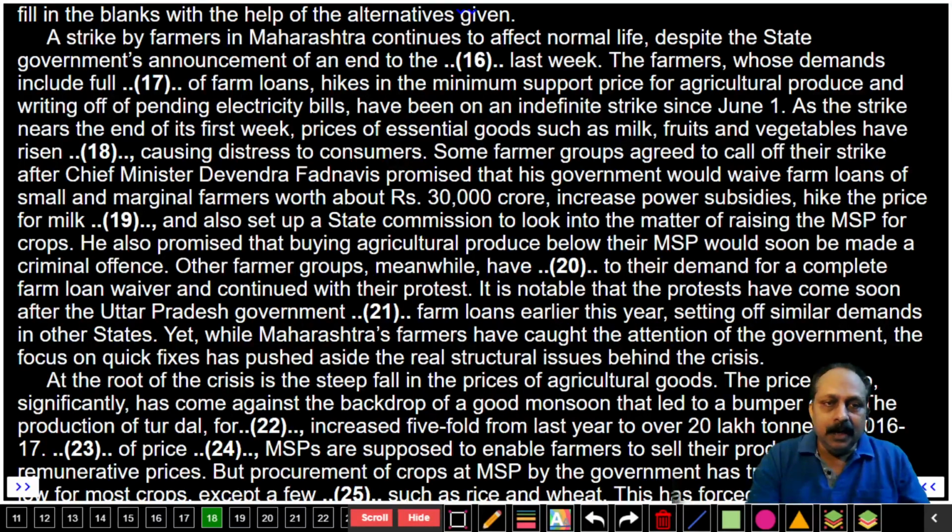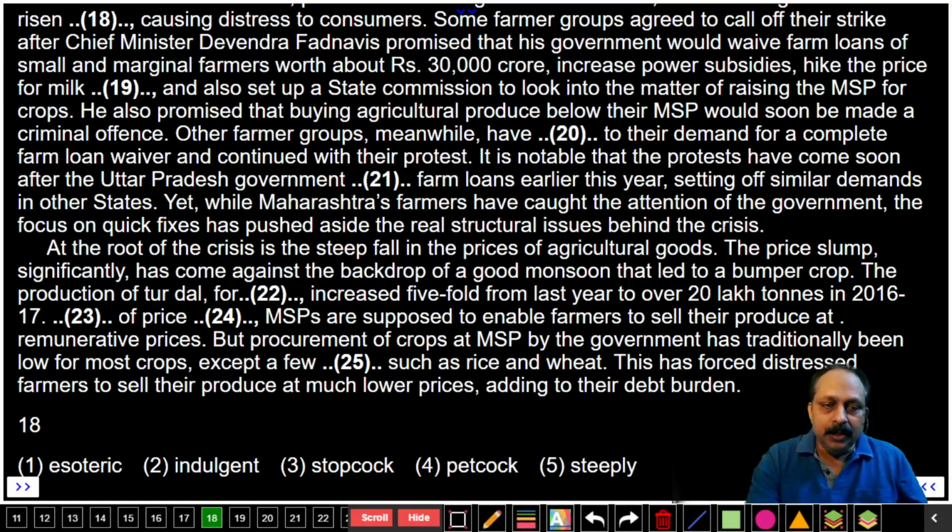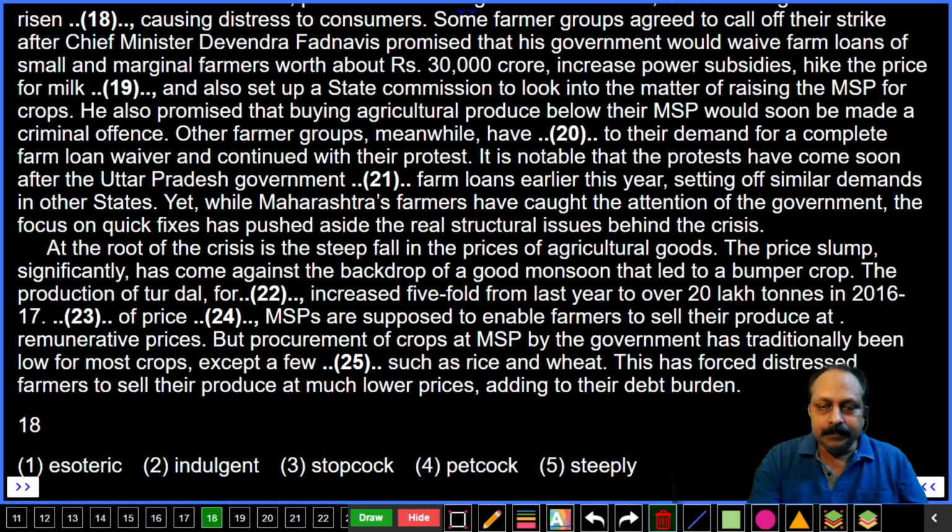As the strike nears the end of its first week, prices of essential goods such as milk, fruits, and vegetables have risen. Esoteric, indulgent, stopcock, petcock. Here you should use your grammar knowledge. They have risen, how? You need an adverb. There is only one adverb: steeply. The answer should be the fifth option. Steeply. Yes, that's right.